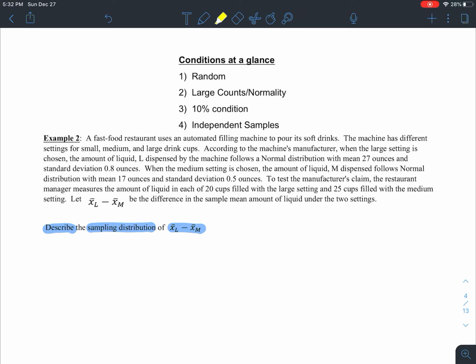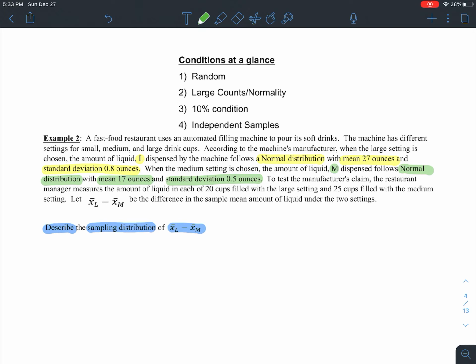According to the machine's manufacturer, when the large setting is chosen, the amount of liquid L dispensed by the machine follows a normal distribution with a mean of 27 ounces and a standard deviation of 0.8 ounces. When the medium setting is chosen, the amount of liquid M dispensed also follows a normal distribution with a mean of 17 ounces and a standard deviation of 0.5 ounces.